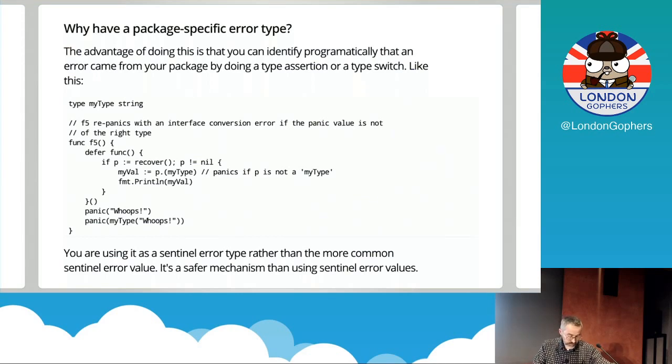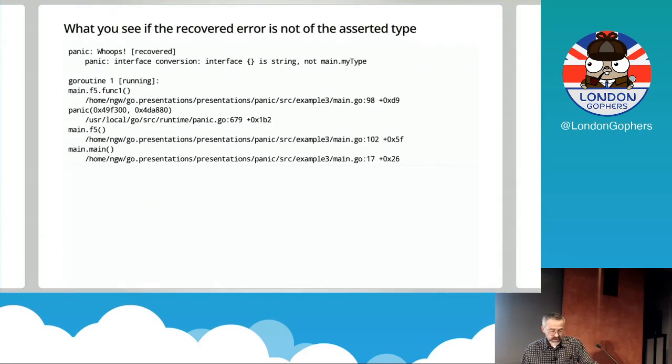So Dave Cheney's written about the dangers of these things. This is what you see if you get the wrong type. You notice here you get two reports of panic. The first one, panic knows that it's recovered the first one, and then it tells you the second error, which is an interface conversion. And then you see the main called main F5, which called panic.